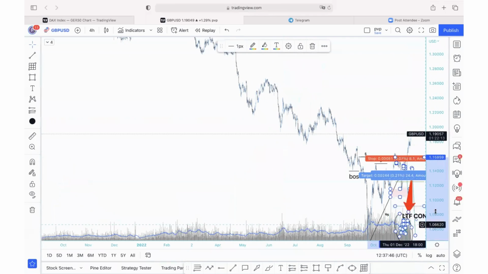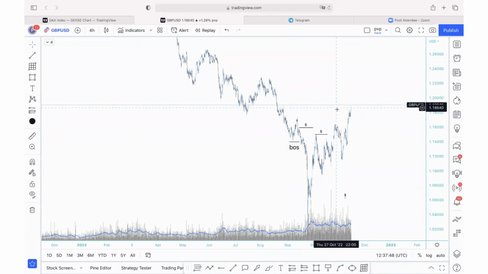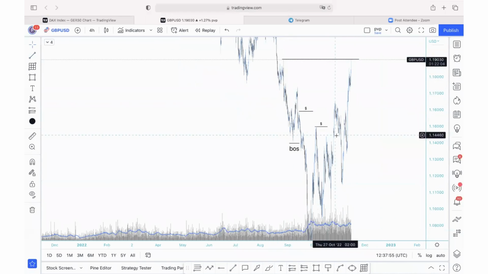Let me delete some things. Going to higher time frames, we can see that we just manipulated and took... Did we take this liquidity? I don't know. Let me see.